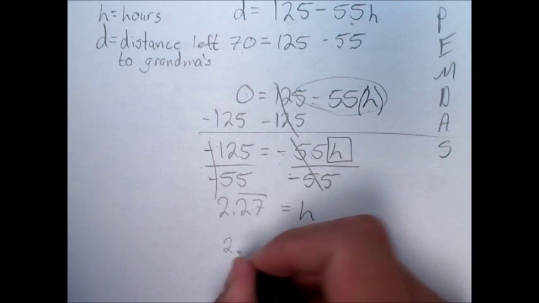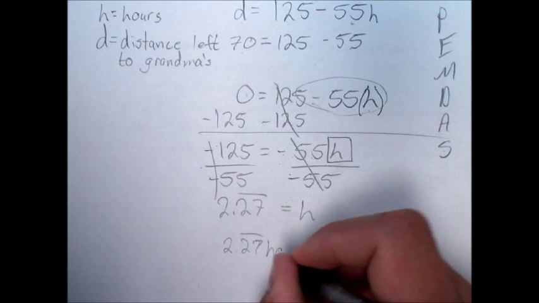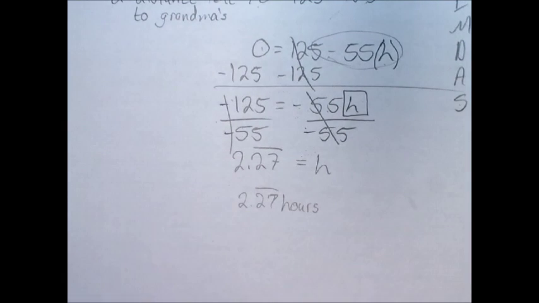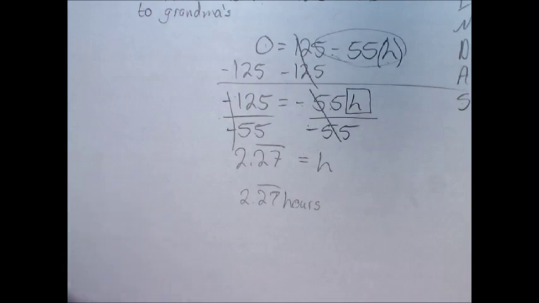So for the sake of this answer, I'm just going to write 2.27 repeating so I have an exact answer, hours. And there it is. Okay? However, most of the time they will tell you what unit of measure they want you to put it in. They say write it down in hours and minutes, write it down in minutes, or just write it down in hours. Any questions about it?